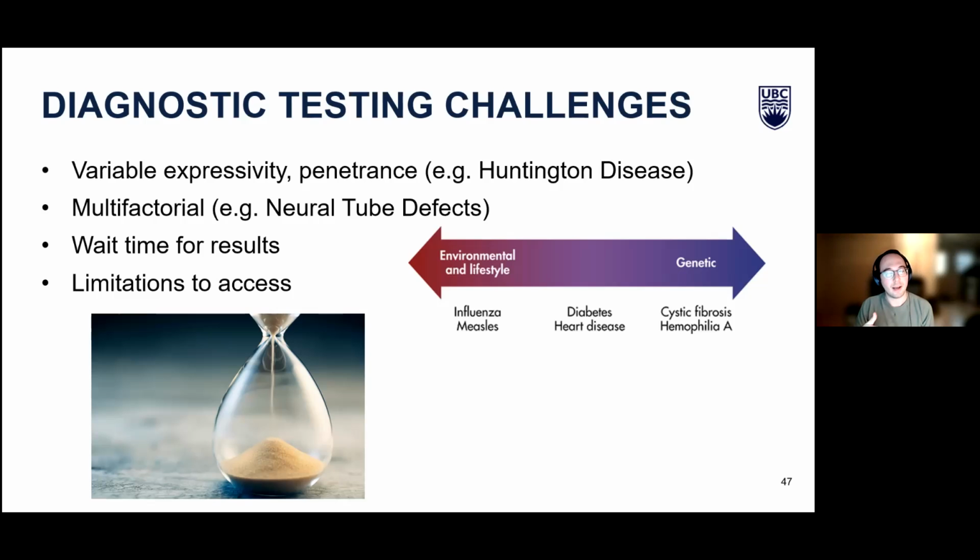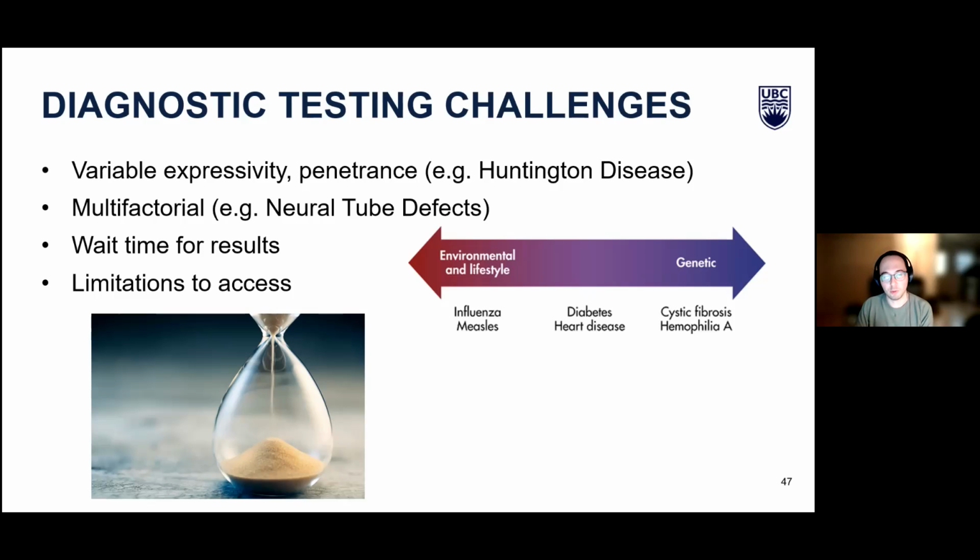multifactorial. Some diseases are multifactorial, which basically means that there's both a component of genetics and the environment associated with development of the disease. So I mentioned neural tube defects earlier on in the talk. Neural tube defects can be associated with certain genetic conditions. We were talking about Down syndrome and trisomy 18.